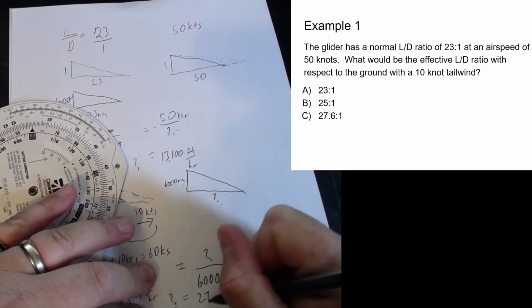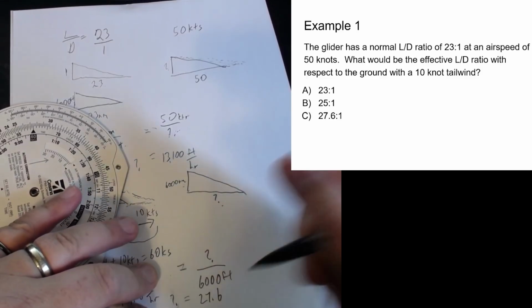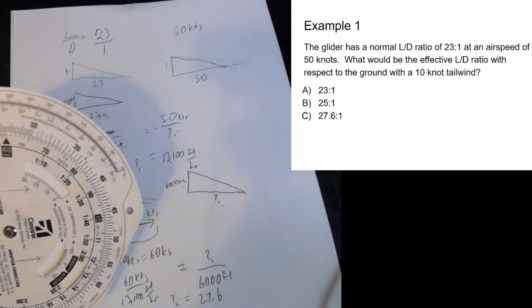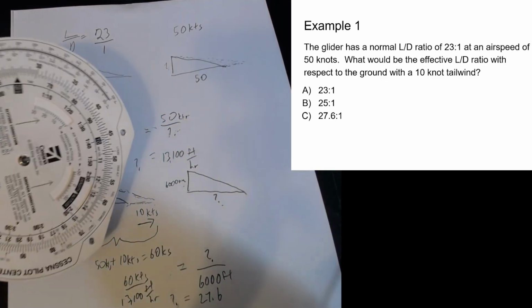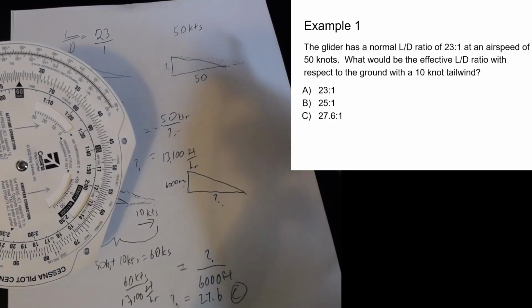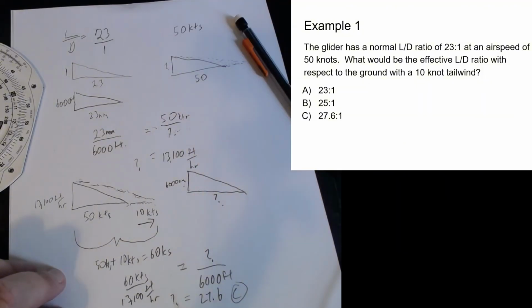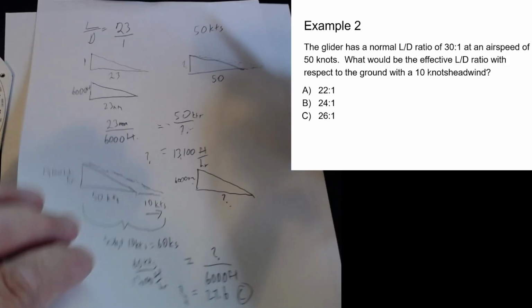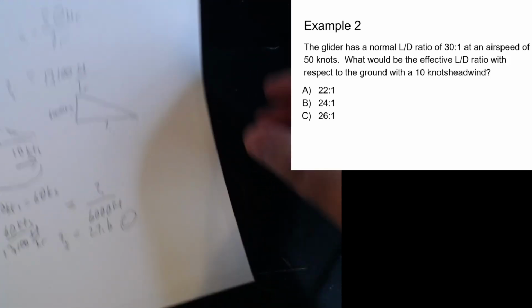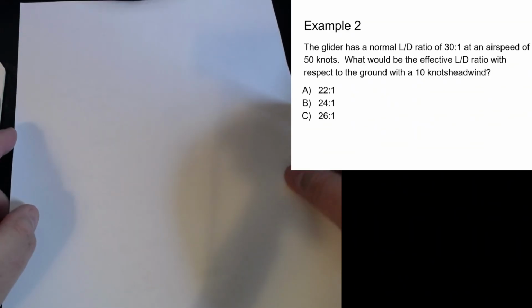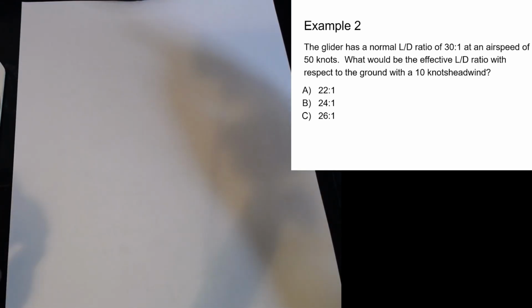Equals 27.6. Okay. So the answer is C. Okay. Next one. Okay. Now, if we had a tailwind problem before, you know what's coming next has to be a headwind problem.